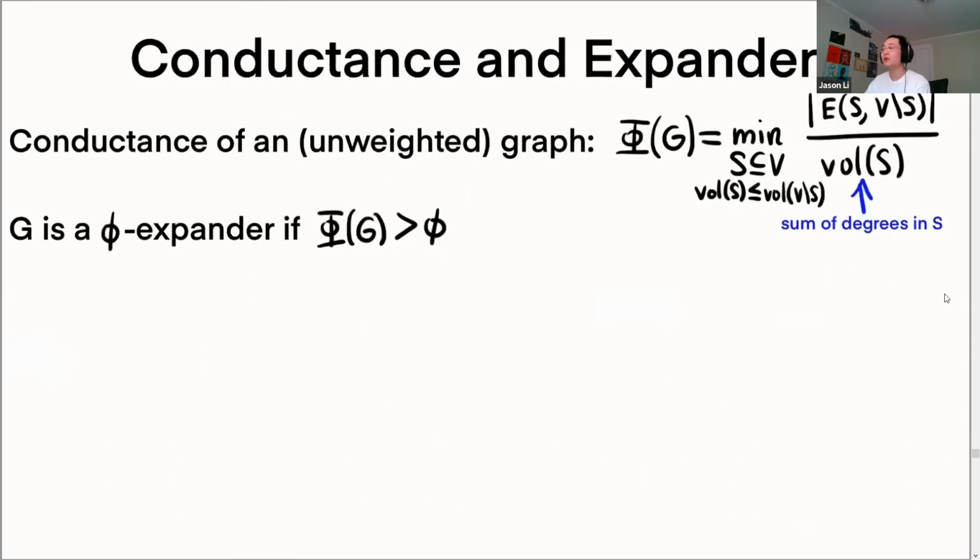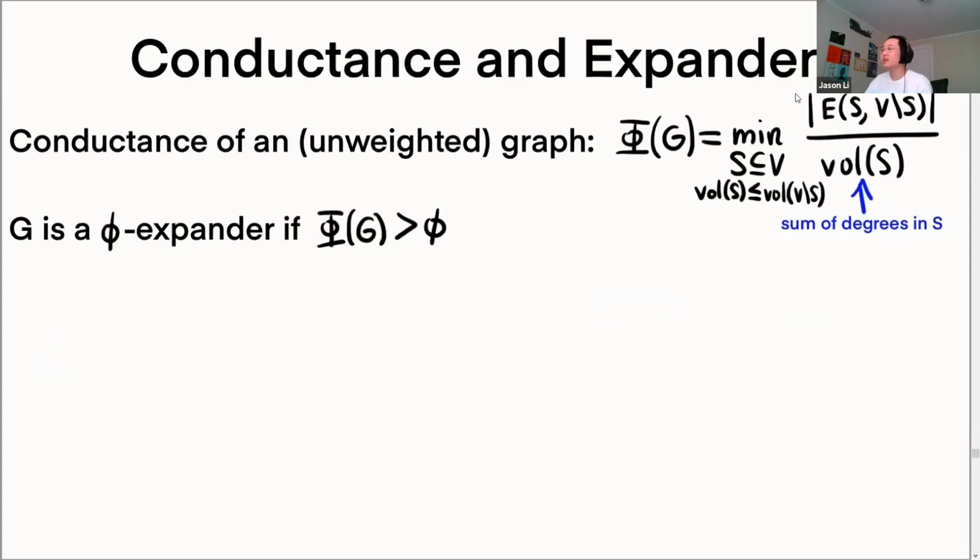Okay, so now let's go through the concept of expander decomposition and how we apply it. Before that, let's give an overview of what an expander is and what the conductance of a graph is. Conductance of a graph is just this expression here. We're minimizing over all S such that the volume of S is smaller than the volume of the complement, where volume means the sum of degrees of the vertices in S.